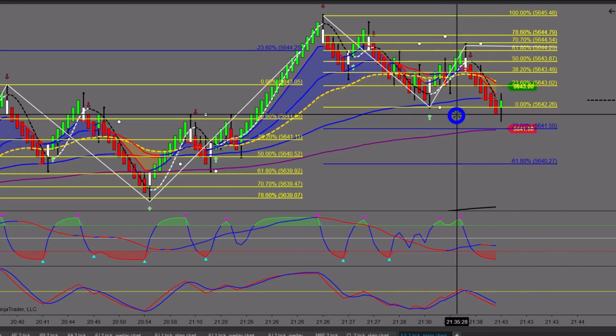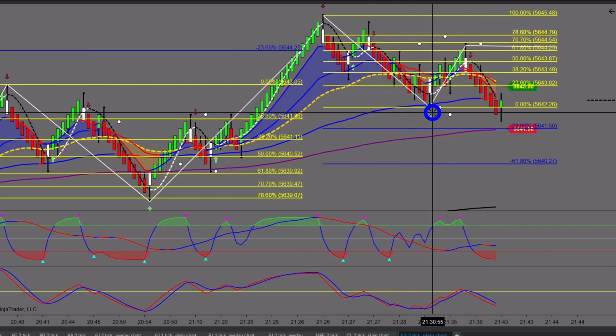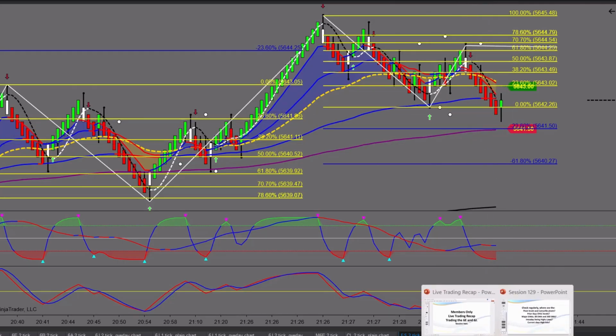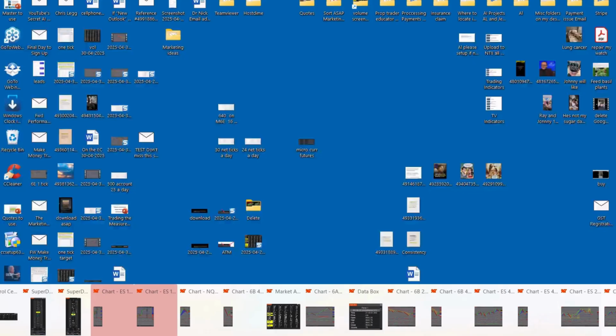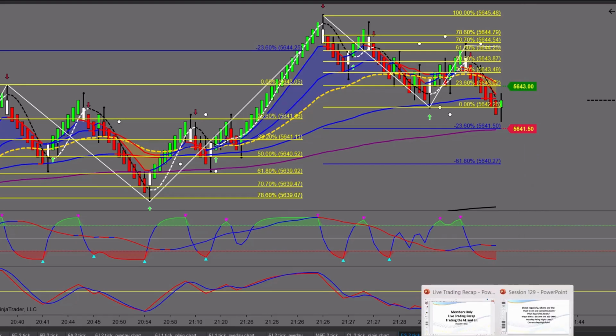Now, as always, you follow your money management rules. It's not going to win every single time, but if you're scalping the market, this can be just a fantastic addition to your trading. Whoops, I'm about to do a recap on some other trading I was doing for our members. That's not what we want. Where are we? Sorry, traders, I'm just trying to get the right PowerPoint here.